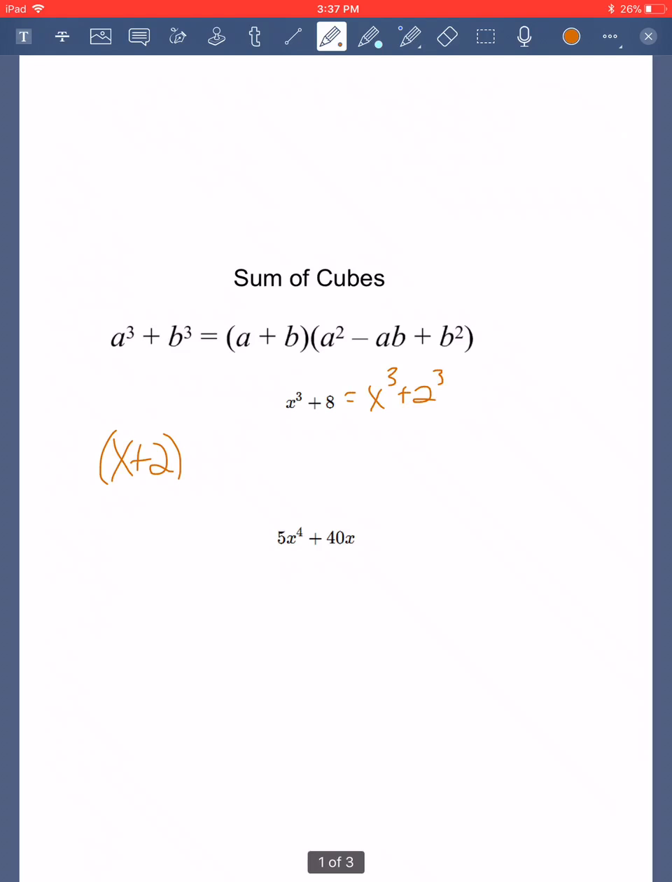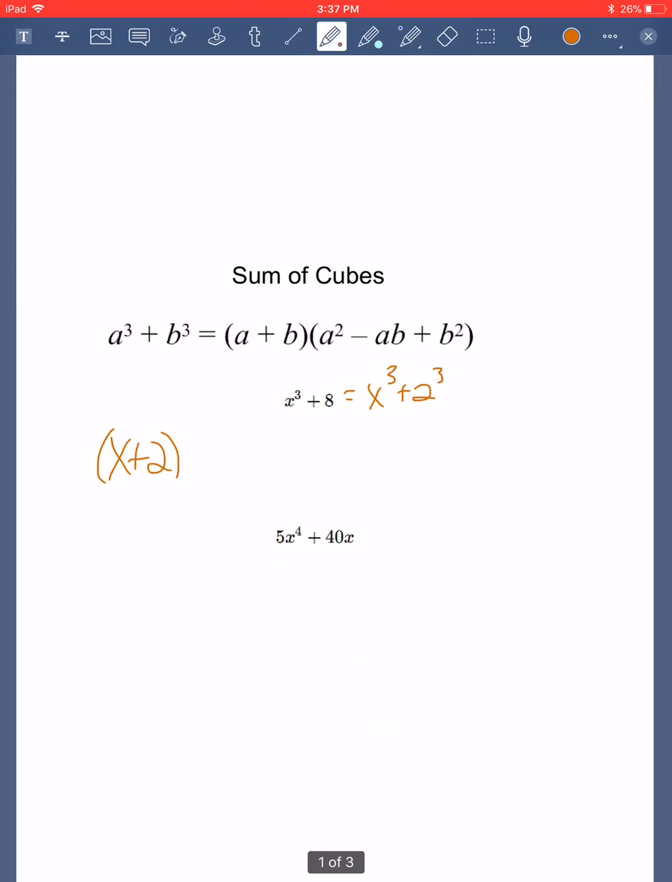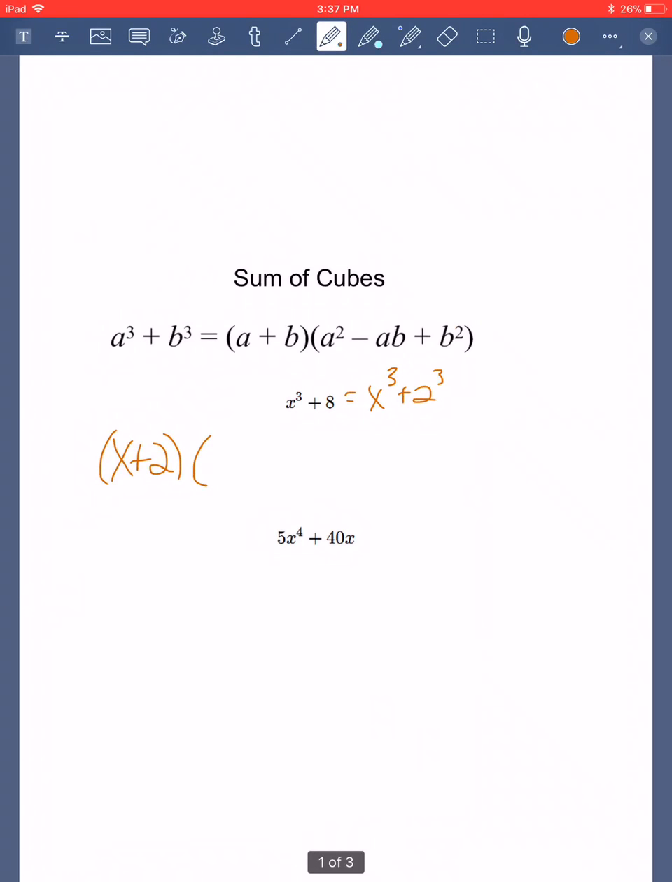So once you get everything written as something cubed, you can drop your cubes. And now you're going to launch into SOFAs. SOFAs is going to help us remember our steps. So the first S stands for square the first term. So our first term is x, so I'm going to square it, so I get x squared.